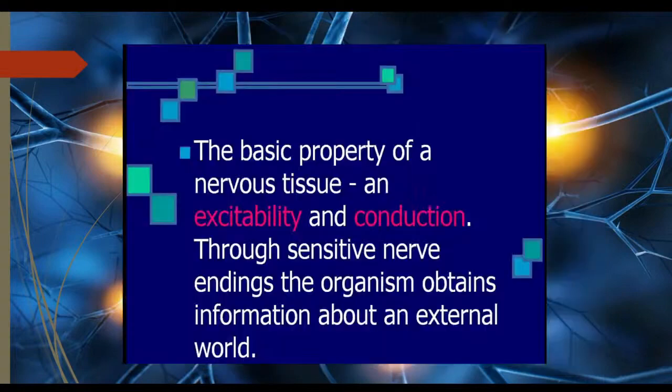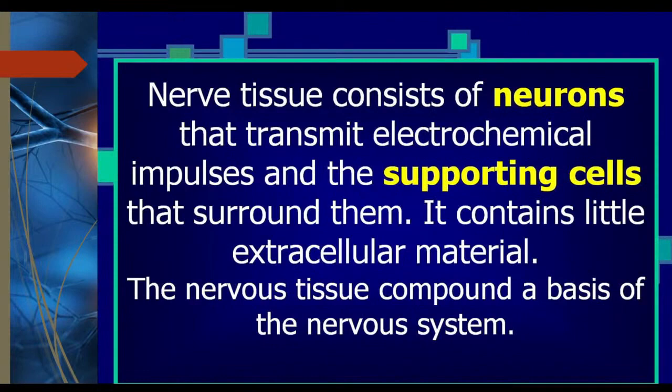The basic properties of nervous tissue are excitability and conduction. Through the sensitive nerve endings, the organism obtains information about the external world. Nerve tissue consists of neurons that transmit electrochemical impulses and the supporting cells that surround them. It contains little extracellular material. The nervous tissue composes the basis of the nervous system.